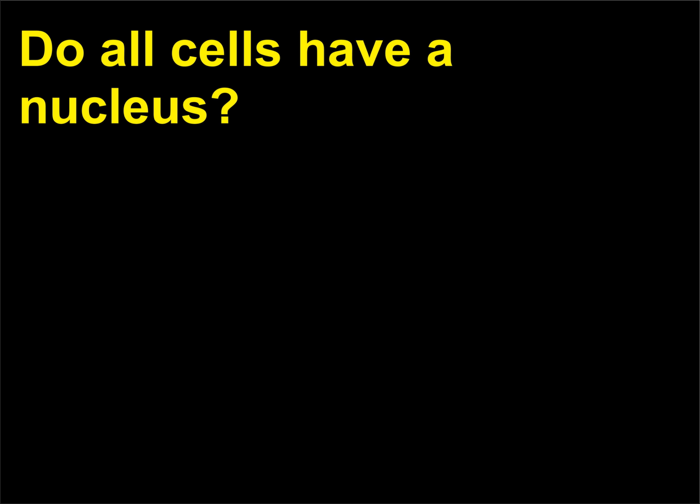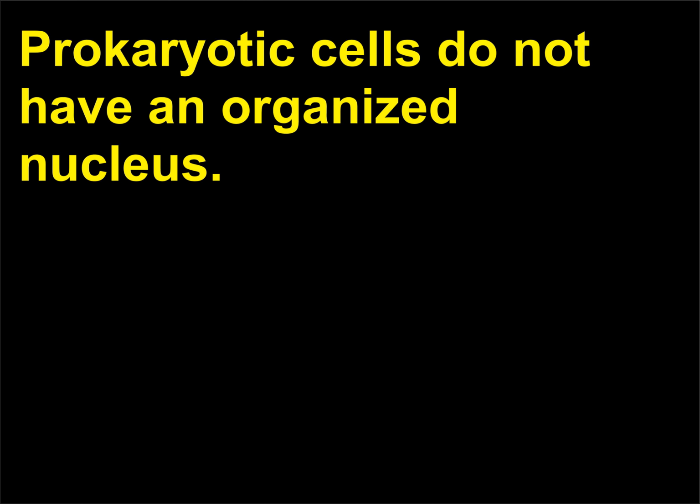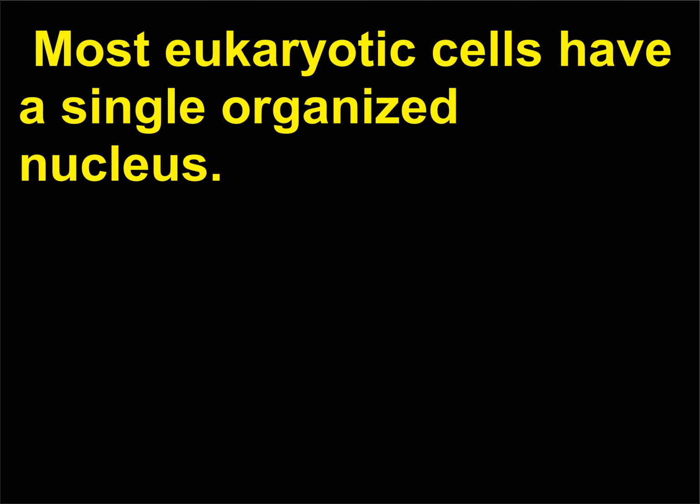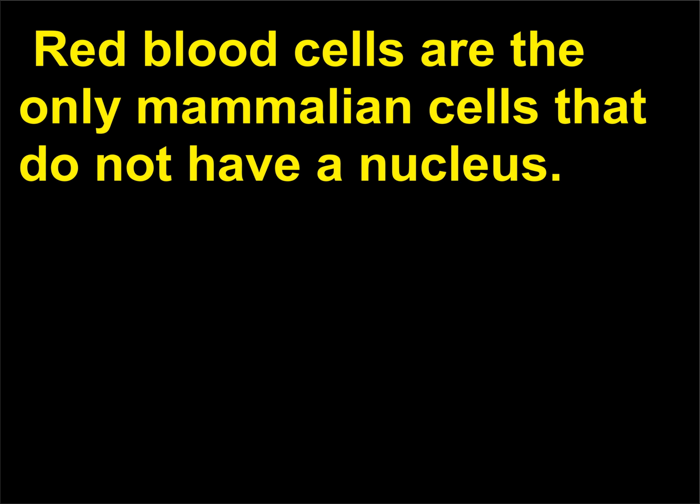Do all cells have a nucleus? Prokaryotic cells do not have an organized nucleus. Most eukaryotic cells have a single organized nucleus. Red blood cells are the only mammalian cells that do not have a nucleus.